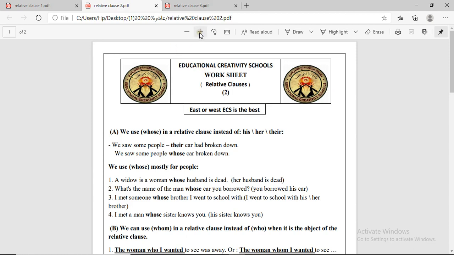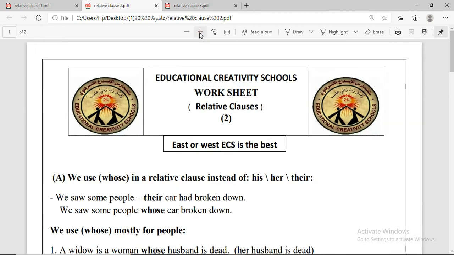Here we have another worksheet, relative clauses 2. Okay, let's start with the third relative pronoun. We talked about who and which. Who for people and which for things. Here we are going to talk about whose. We use whose in a relative clause instead of his or her or their. It means الذي له أو التي لها. It is possessive, ملكية. So instead of his or her or their, we use whose.